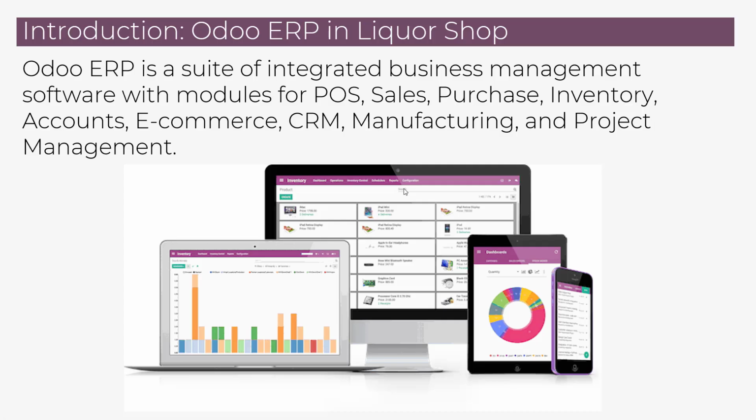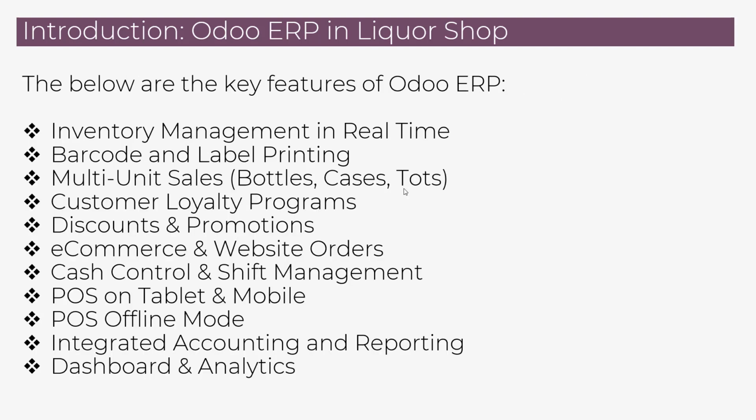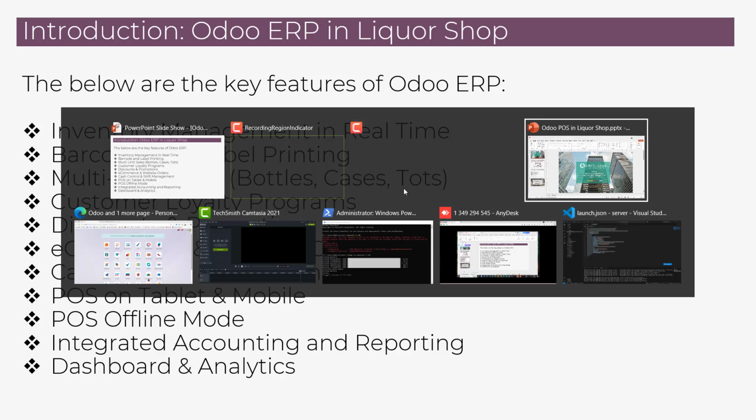In today's video, we will be looking at how Odoo ERP can be used in a liquor shop to manage stocks, sales, purchases, and accounts. Below are some of the features in Odoo ERP: inventory management, barcode and label printing, multi-unit sales, customer loyalty programs, discounts and promotions, e-commerce and website orders, cash control, POS on tablet and mobile, offline mode on POS, integrated accounting, and analytics. So we are going to jump straight into the system.